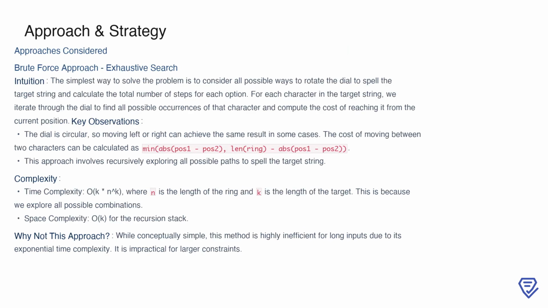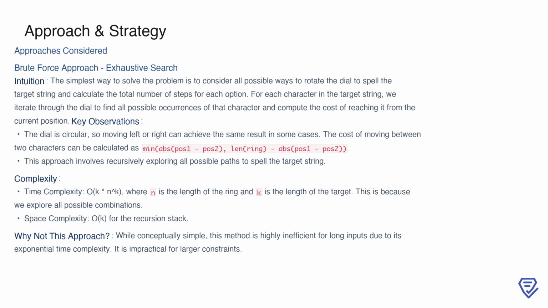To begin solving the Freedom Trail problem, the first approach we might consider is a brute force or exhaustive search. Here, the idea is straightforward. For every character in the target string, we iterate through the dial and calculate the cost of moving to every possible occurrence of that character from the current position. Since the dial is circular, we leverage the fact that moving left or right can sometimes achieve the same result, and the movement cost is calculated as the minimum of the direct distance and the wraparound distance.